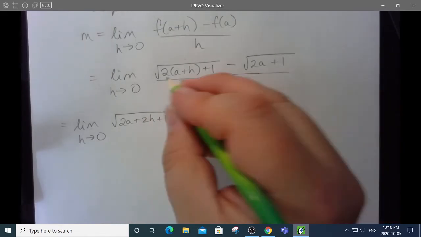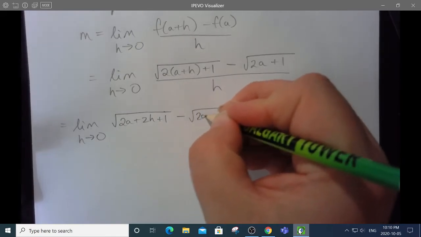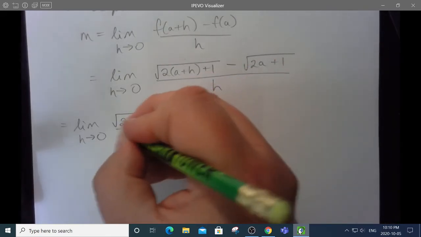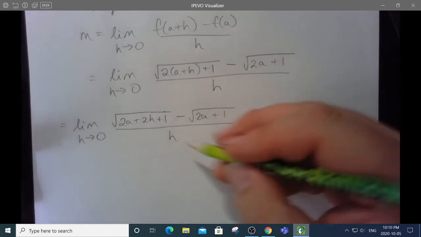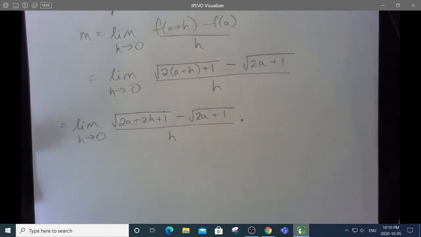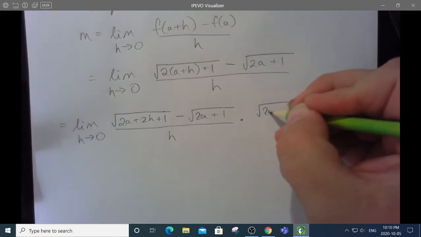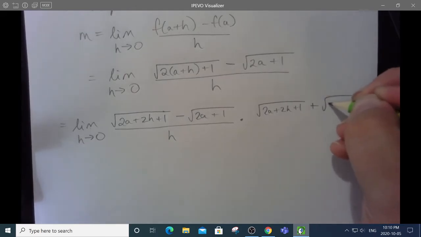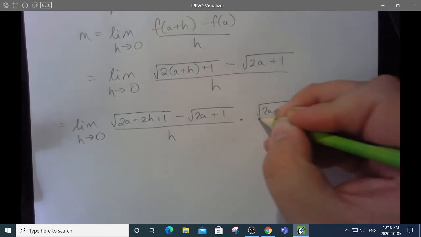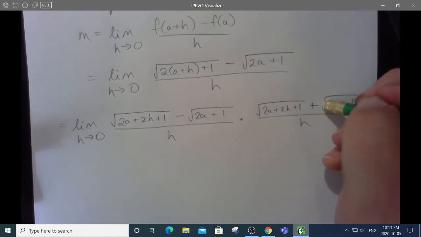There we go, expanding that bracket, minus the square root of 2a plus 1 all over h. Once again, I don't really have any way I can approach this other than to try the conjugate pair. So I'm going to multiply this by 2a plus 2h plus 1 plus the square root of 2a plus 1 all over h. Sorry, my writing's getting a little sloppy here.